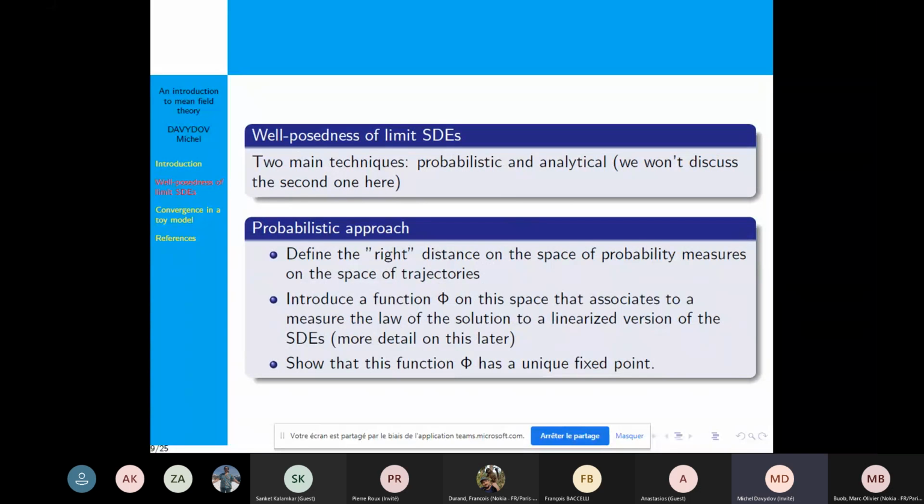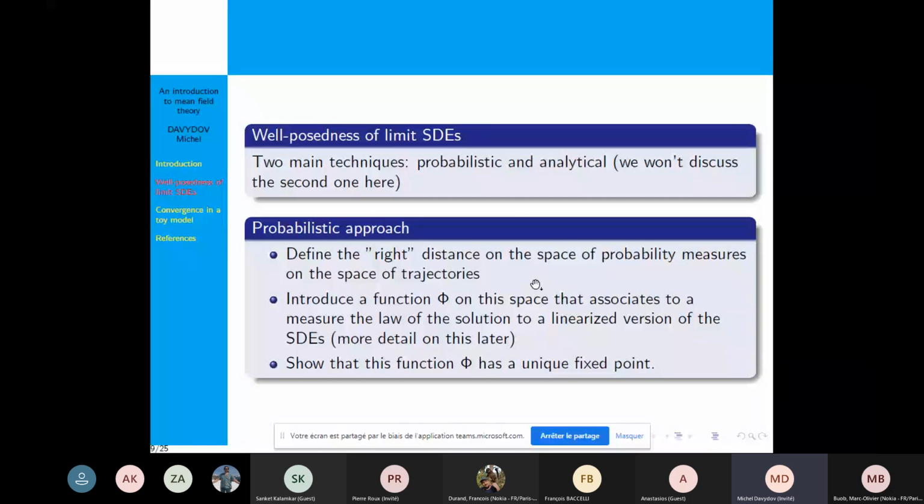So to show the well-posedness of the limit equations, there are basically two main techniques, which are kind of the same techniques but in different worlds. The first technique is more a probabilistic approach, and the second is more analytical, looking at the underlying partial differential equations, which are something I won't discuss here at all. So I'm just interested in describing the probabilistic approach to prove the well-posedness of the limit stochastic differential equations. So what does the probabilistic approach entail?